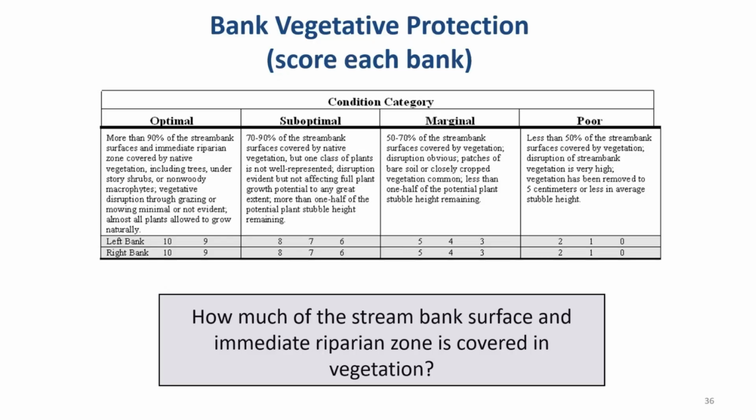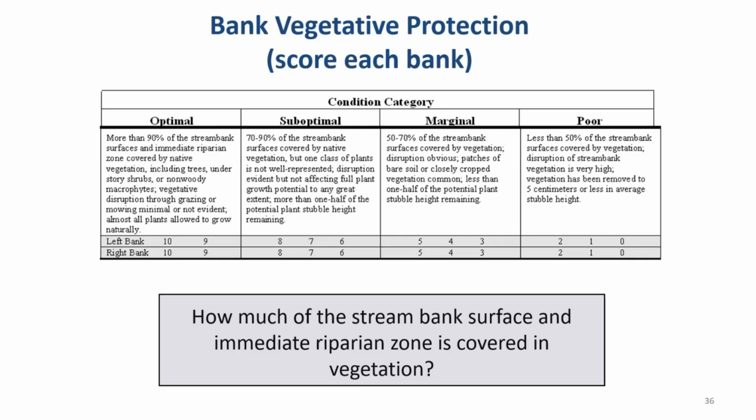If there's 50 to 70% covered by vegetation, maybe you see patches of bare soil, and maybe mowing or grazing, then you're in the marginal category. And if less than 50% of the stream bank is covered by vegetation, there's a lot of disruption to the stream bank, then you're in the poor category.